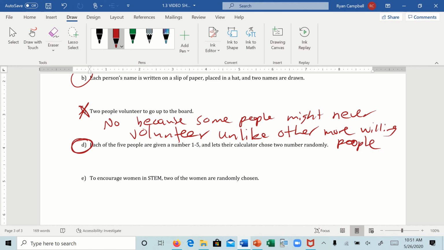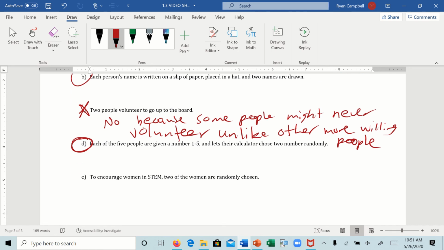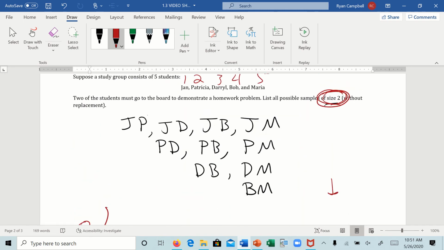Part E. To encourage women in the STEM program, so science, technology, engineering, math, 2 women are randomly chosen. So, is this going to be simple random? Well, it says randomly, so yes, obviously, right? No, remember, I said just because it says randomly does not mean it's simple random, right? Simple random is a specific type of method to get it. So, 2 women are chosen at random. So that would mean that Patricia and Jan could go up to the board. Patricia and Maria. Oh, Jan and Maria, excuse me. Yep, those are the only options, right?